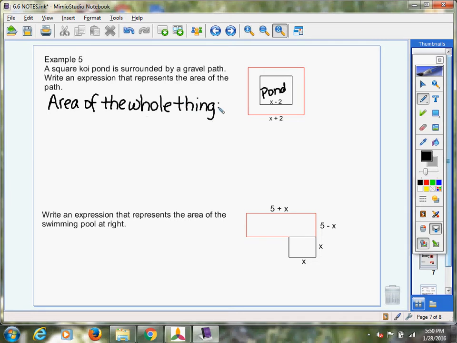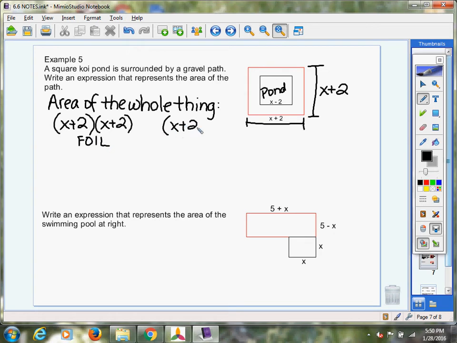So the area of the whole thing is going to be from here to here, and because it's a square, it's going to be x plus 2 times x plus 2. That's going to give us the area of the whole thing. Now you can write it out expanded and FOIL it, or you can write it out this way and do our shortcut to find your trinomial that represents the area of the whole thing, the path and the pond all together, okay? So I'm going to do the shortcut.